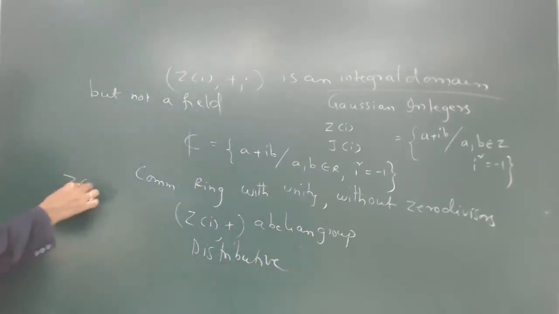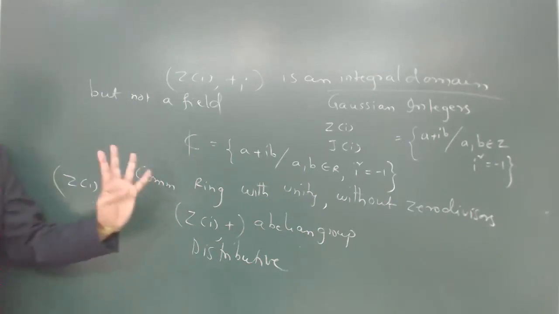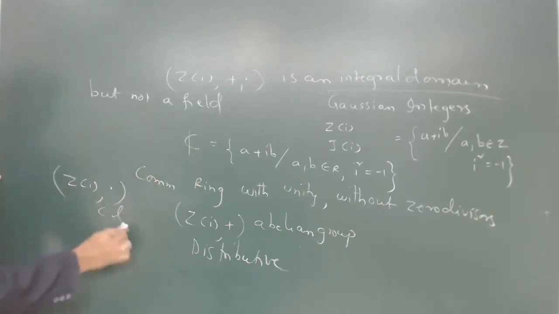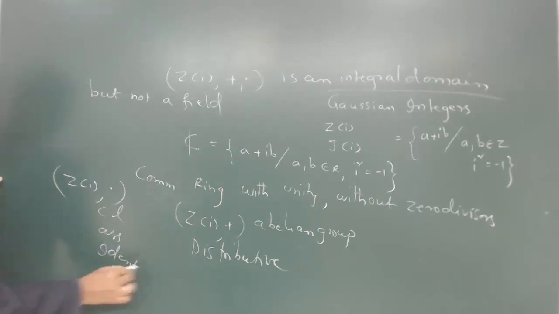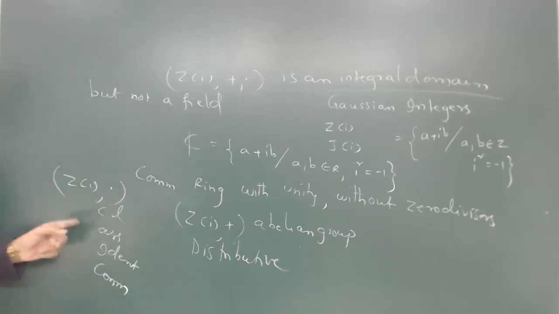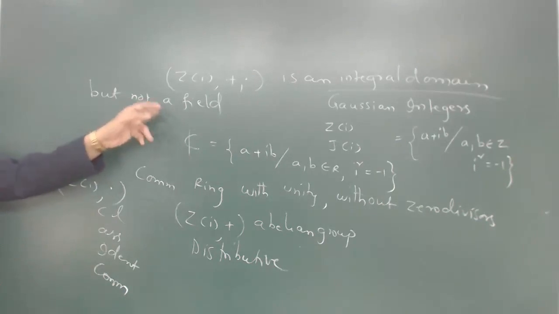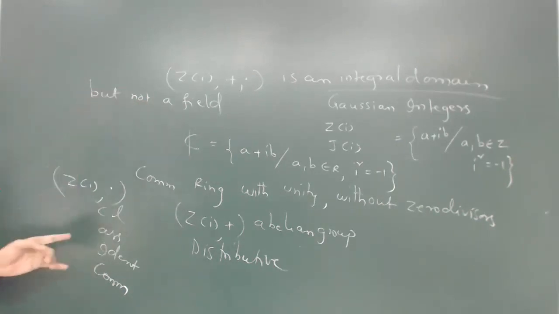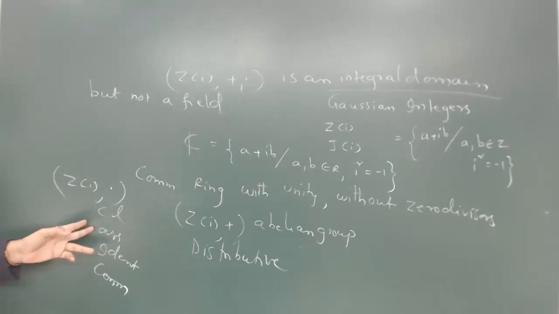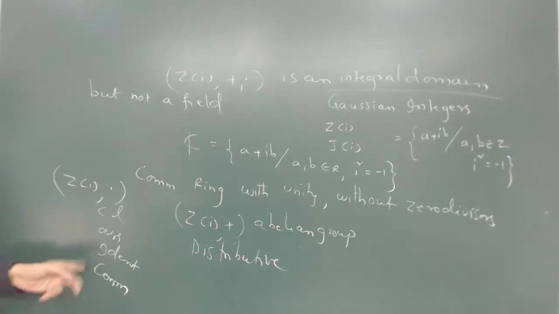So with respect to Z of i, you have to prove four properties: closure, associative, identity, commutative. Inverse we will not show here. If we had proved inverse, it would become a field, but it is given in the problem that it is not a field. So the inverse property will not hold here.